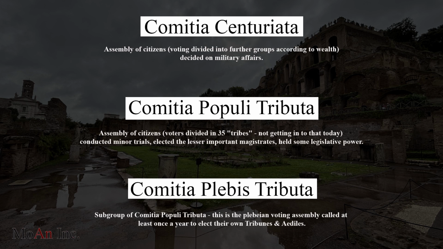These three public assemblies start at the top with the century assembly, followed by the tribal assembly, and lastly, the plebeian council. The century assembly was a military assembly, right? So these are the soldiers and the ex-soldiers, the people who had fought for Rome or who were continuing to fight for Rome. They were specifically tasked with electing the censors and the praetors.